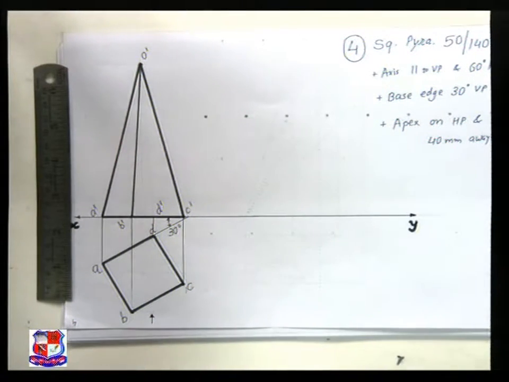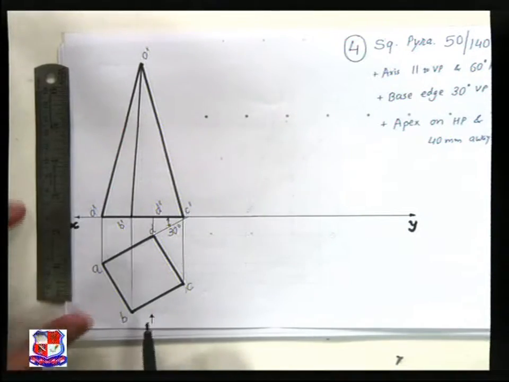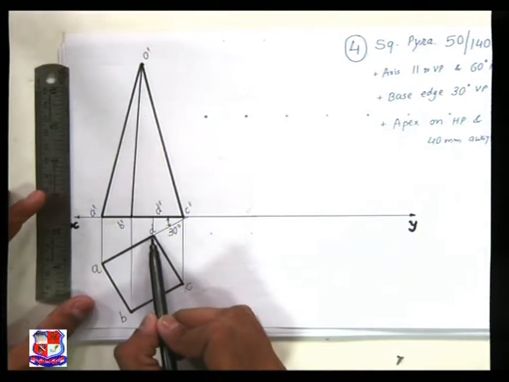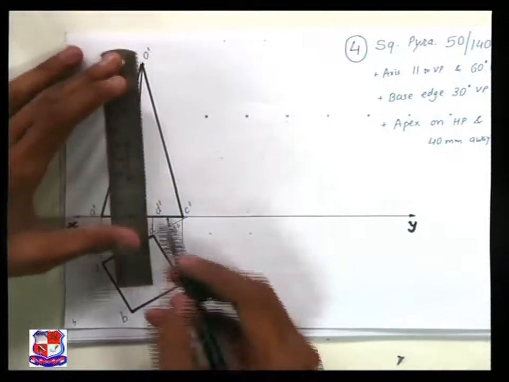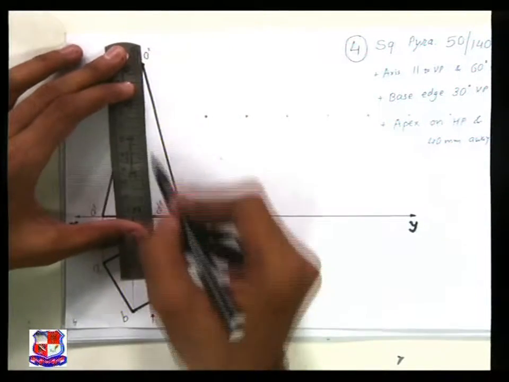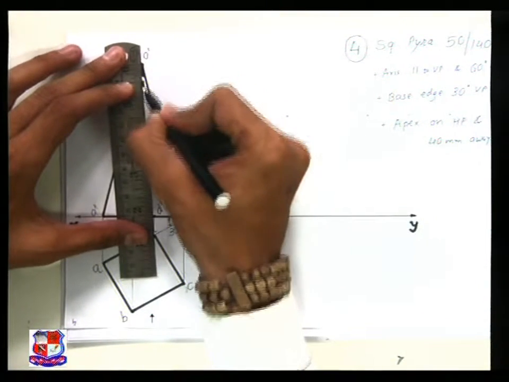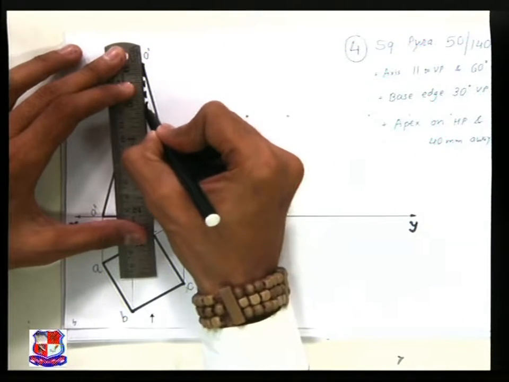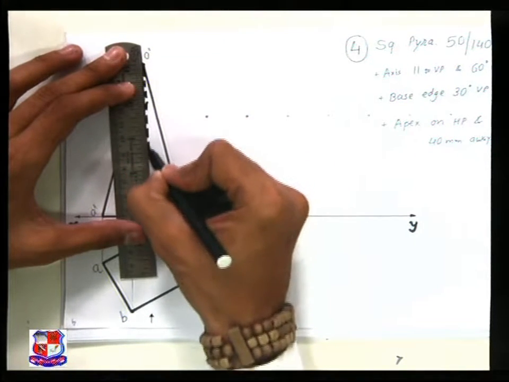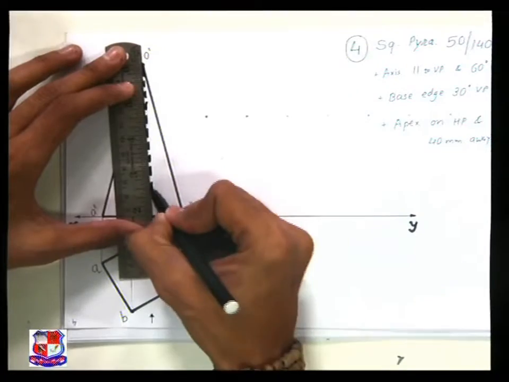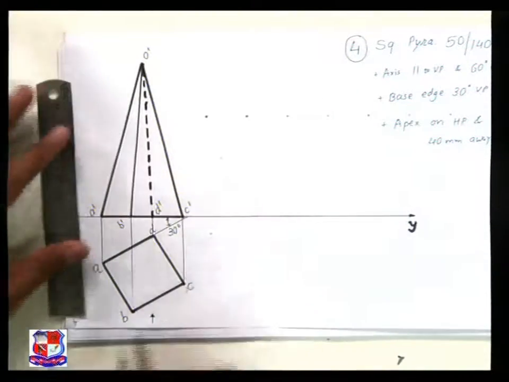And if you are looking from here, from this side, this D is away from us, so that D dash would be invisible. So join O dash to D dash with the dotted line like this. So O dash to D dash will be a dotted line, right?